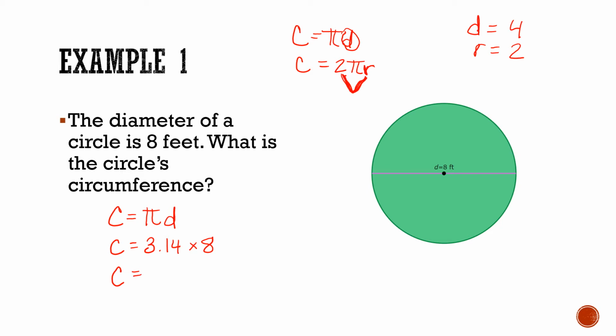So again, I told you to find you a calculator. Go ahead and grab that calculator now, and we're going to enter 3.14 times 8, and we get 25.12 feet. So the circumference, or the distance around that circle, is 25.12.